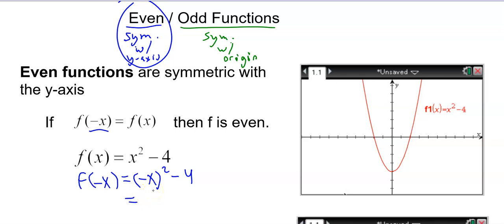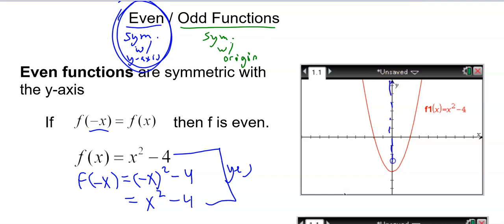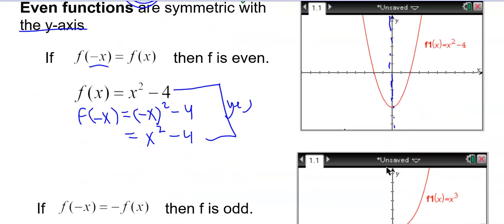When I say simplify, I mean, is that first number always positive or always negative? When you have a negative squared, that's always positive. So I'm just going to write it as x squared, and then minus 4 didn't change. Is that the same function we started with? Yes. So this has symmetry with the y-axis. You can see the function over here. It certainly does look like the axis of symmetry is the line x equals 0. So even functions are symmetrical with the y-axis. It's basically the same test: you plug in negative x, and if it's the same, it is an even function.